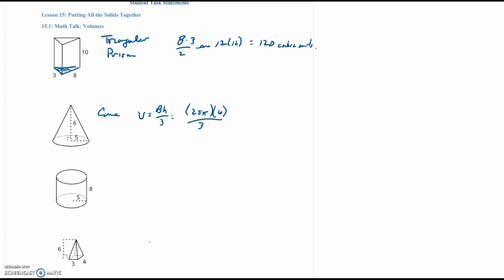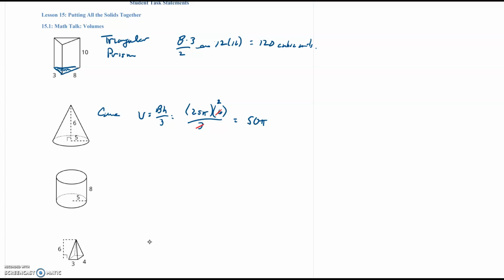What I want you to recognize here is that 6 is divisible by 3, so I can cancel a factor of 3 on the bottom with a factor of 3 on the top and turn that 6 into a 2. 2 times 25 pi is 50 pi, and that's going to be cubic units as well.